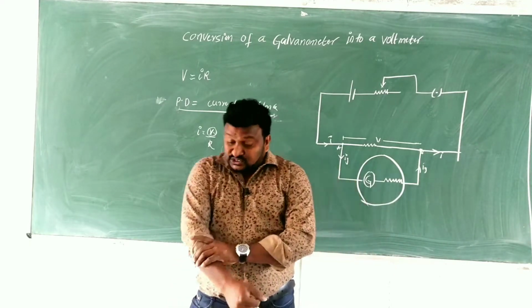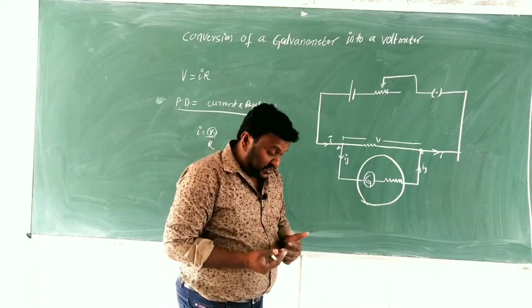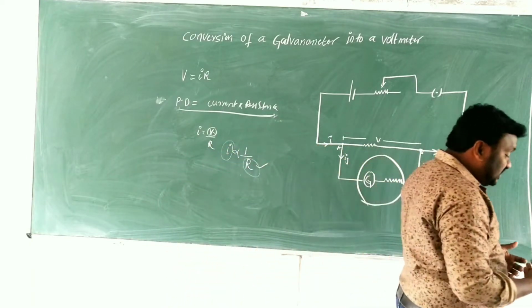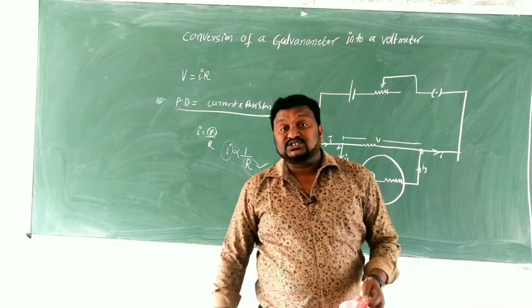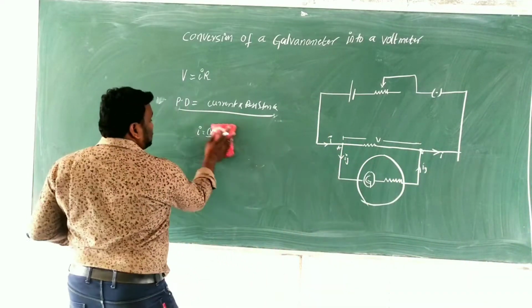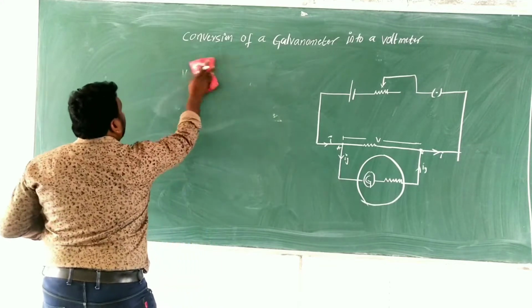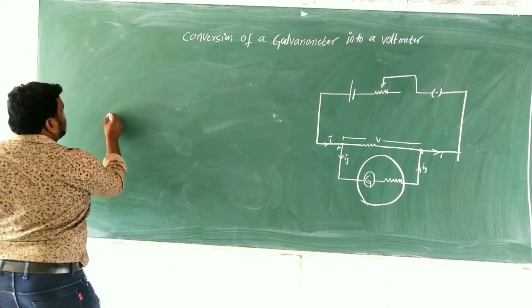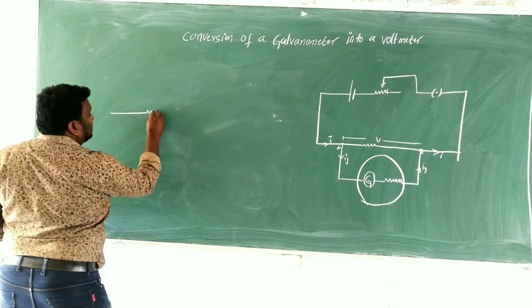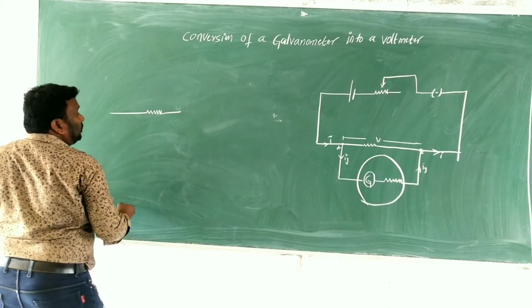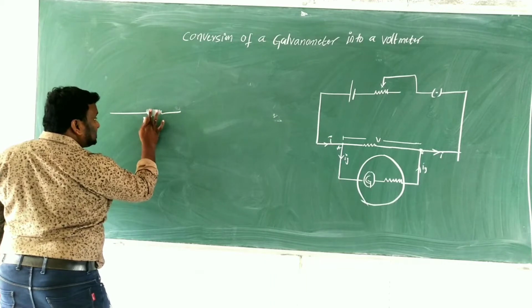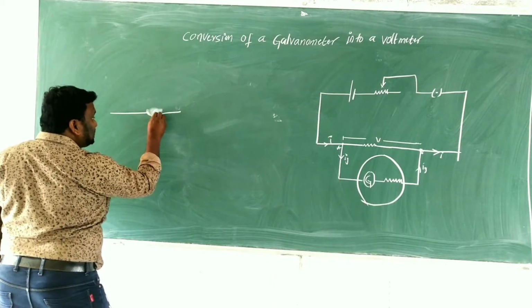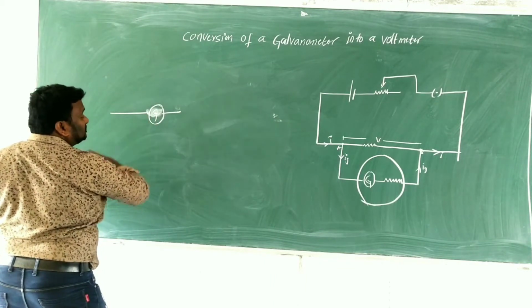Okay children, now I am going to the topic: how we can convert MCG into the voltmeter. Let's go for that. Okay children, this is a galvanometer that has some resistance G. Simply I am showing like this, this is the galvanometer resistance G.